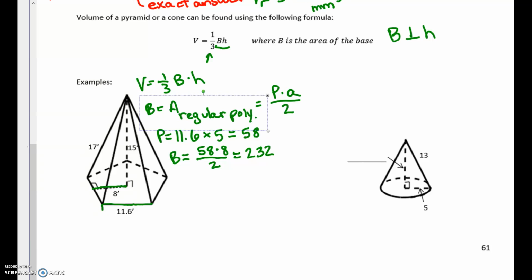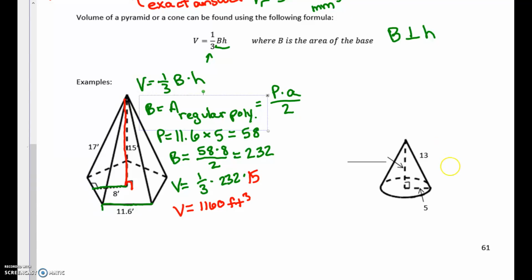Now I'm going to plug into my volume formula. Volume equals 1/3. My area of the base we got was 232 times the height. Again, the height needs to be the segment that's perpendicular to the base. Well, this right here, this 15 comes straight down and is perpendicular to the face that is the base. That means that that is acting as my height. So my volume is equal to 1/3 times 232 times 15, which is 1,160 feet cubed when I plug it into my calculator. All right, let's look at this next problem.